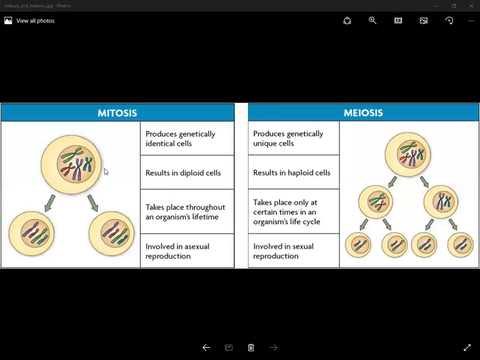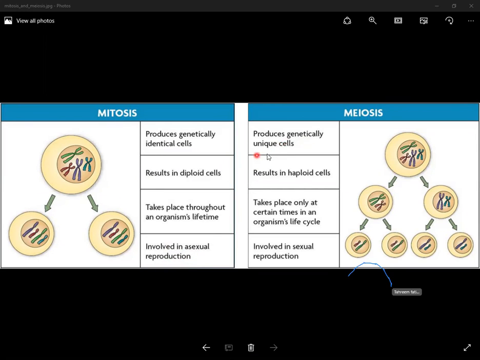Here you can see mitosis. Okay, this is the process of mitosis. It produces genetically identical cells, means new daughter cells just like the parent cell. It results in diploid cells, consisting of diploid chromosomes. It takes place throughout an organism's lifetime, means throughout life it occurs in all types of body cells. It is involved in asexual reproduction.